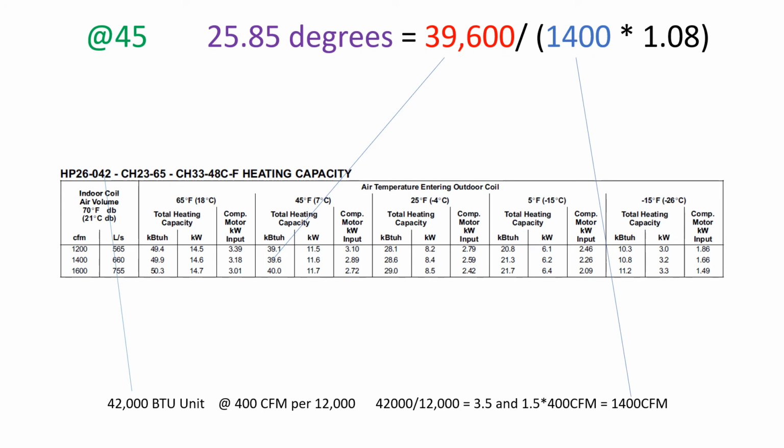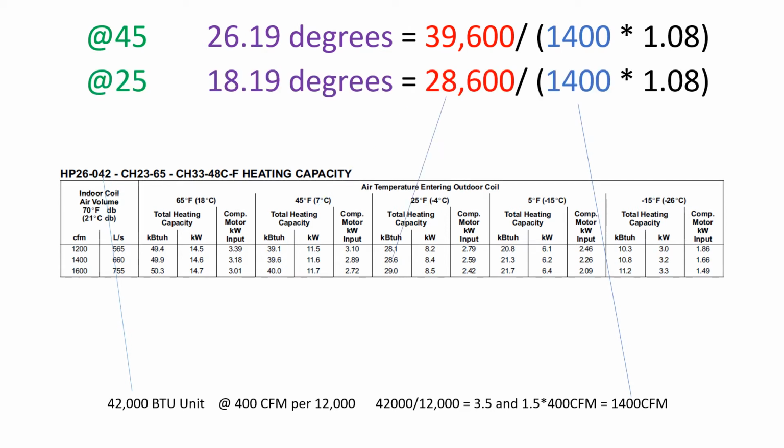This is another example of a heat performance output. The heating capacity chart shown does not show the 47 and 17 degrees, but shows the output at 5-degree increments. In this example, the 45 degrees would produce 39,600, and the cubic feet for 3.5 ton would be 1,400 cubic feet. Using our formula, we expect a delta T at 45 degree outdoor temperature of 25.85 degrees. Doing the same for 25 degree outdoor temperature with an output of 28,600, we would have 18.19 degree delta T.